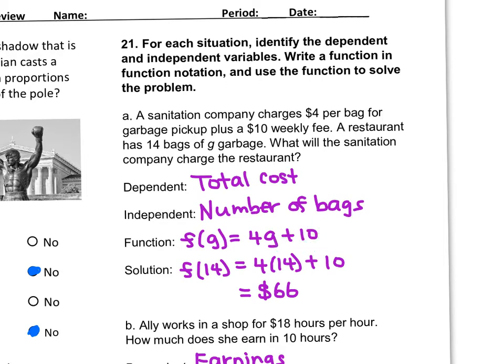pickup. It's easier if you do the function first, because then you can see what the independent and dependent variables are. The independent variable is always the part on the right side, so G, which is the number of garbage bags that we're using. And the left side, which is this whole thing, is the total cost of what's being charged. So that's our total cost. That's the dependent variable. Now, we're going to take that 14. We want to find out how much they're charging us for 14 bags. So we're going to put 14 where G is. And 14 bags times 4 plus 10 becomes $66.